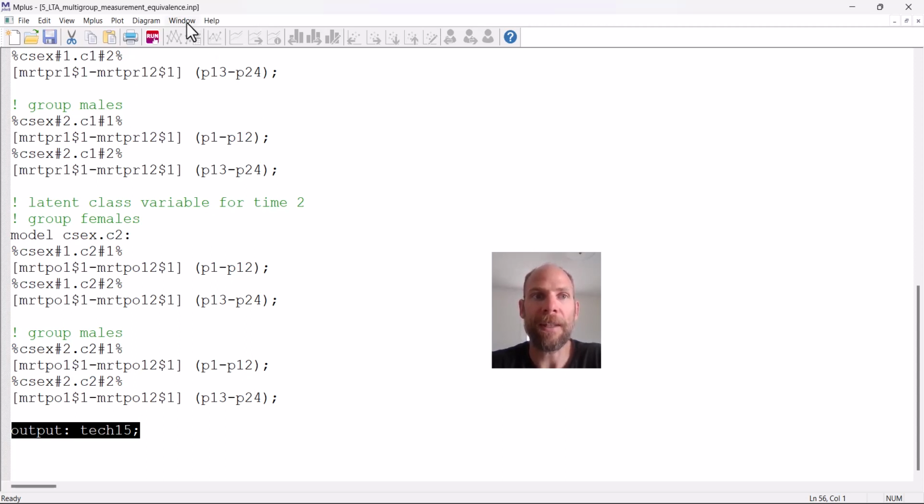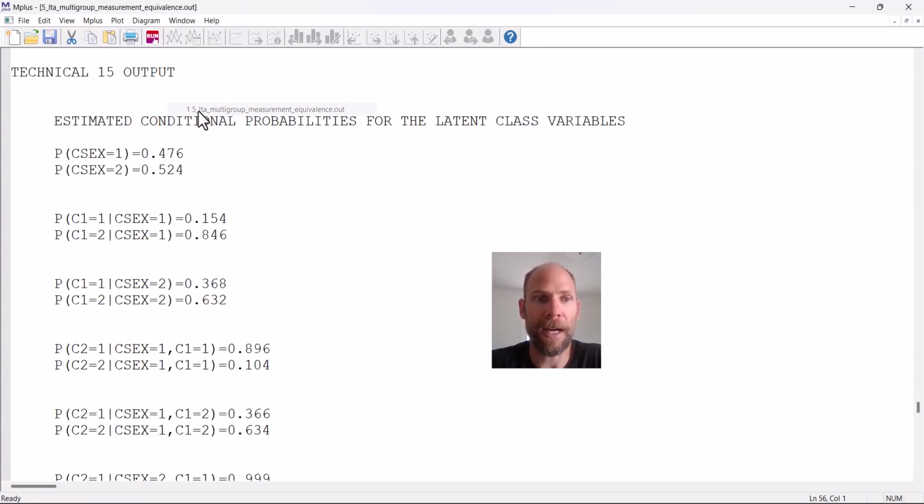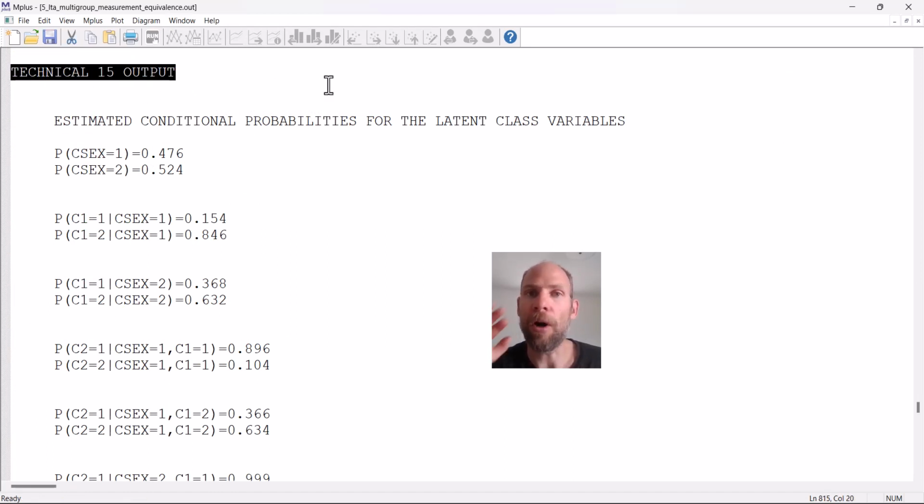Let's take a look at that portion of the output file for this multi-group analysis that has these probabilities. So I'm going to go to the output, and here's my TECH15 output below all of the other output that you get in Mplus for such a multi-group latent transition model. I find this to be more useful than a lot of the other outputs. Some of this information you can also find in the Mplus standard output, but I don't find it as well organized as it is in this TECH15 output.